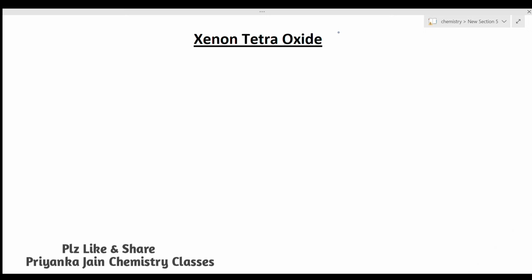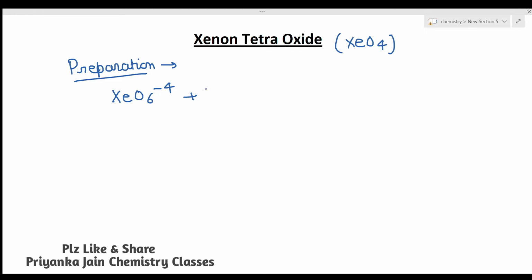Now see xenon tetraoxide XeO4. It is prepared by the action of concentrated H2SO4 on the sodium or barium perxenate at room temperature. So see what is its preparation? As I have told you, it is prepared by the action of concentrated H2SO4 on sodium or barium perxenate. It means XeO6 minus 4, and here we are getting H plus ions from the H2SO4. So it is forming H4XeO6, then it removes 2 moles of water, so it is forming XeO4.